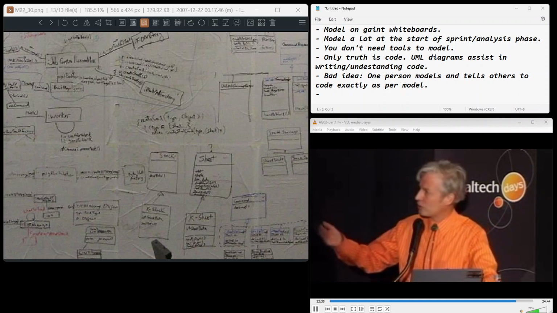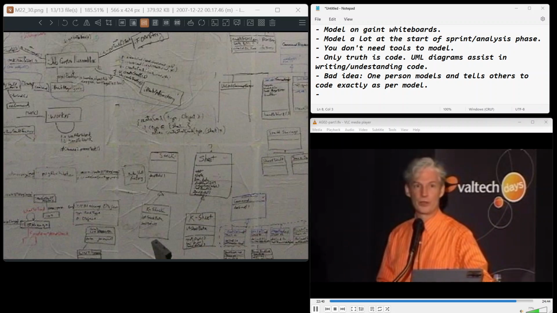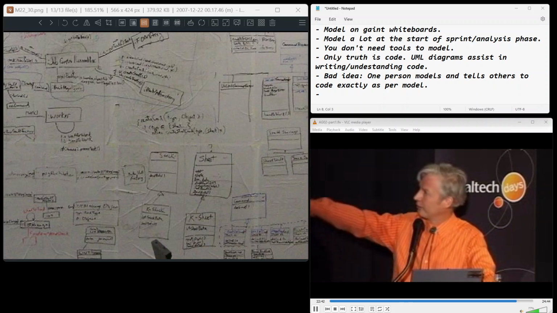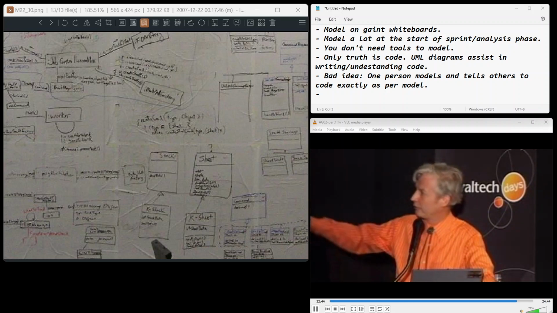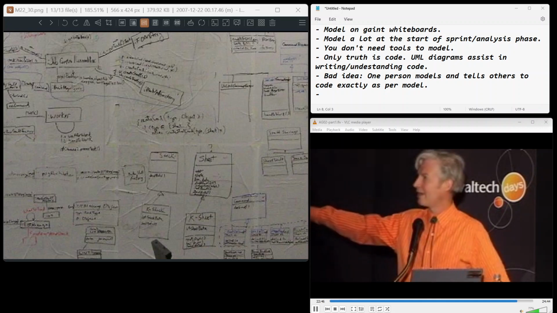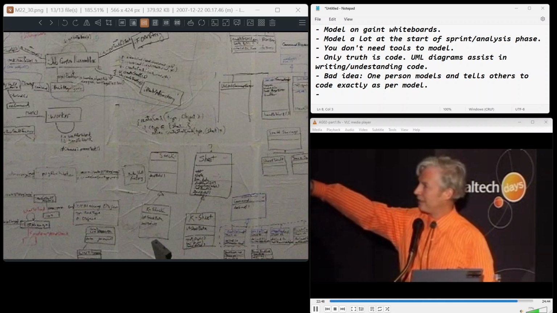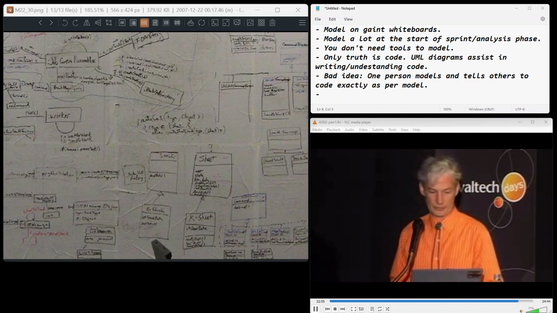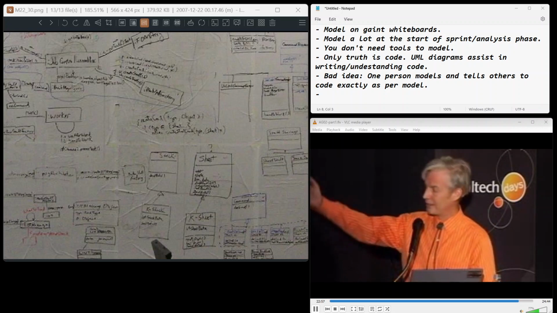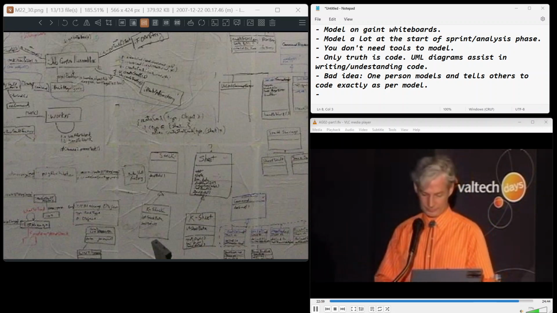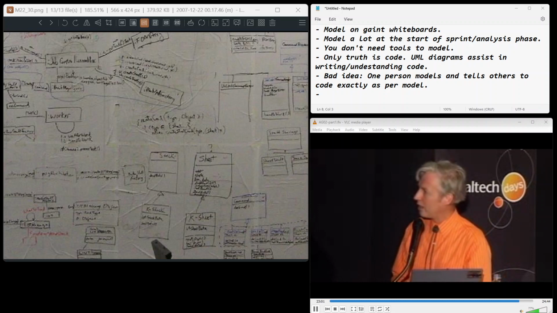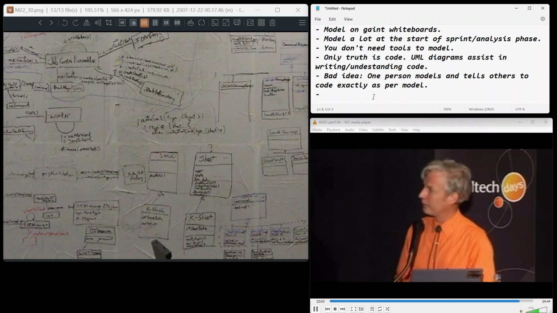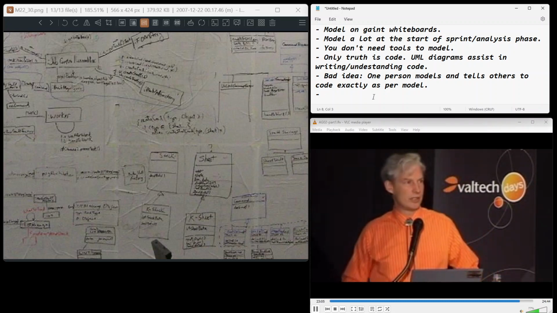This is just a close-up of what's on their wall. You can see they've sketched some UML class diagrams over on the right-hand side, and on the top left corner you can see some UML communication diagrams, static views and dynamic views. And notice that the emphasis here is not on notation.